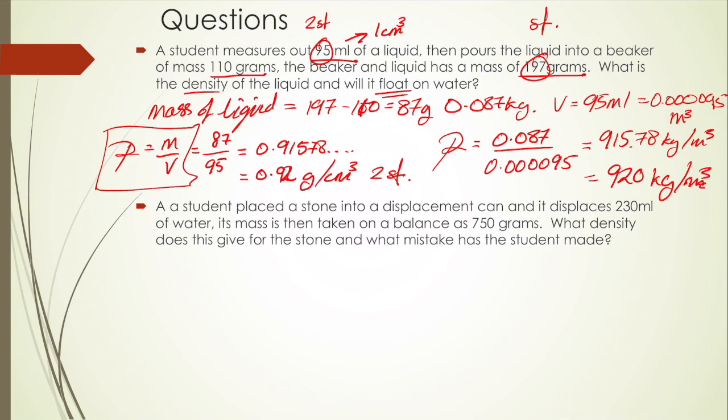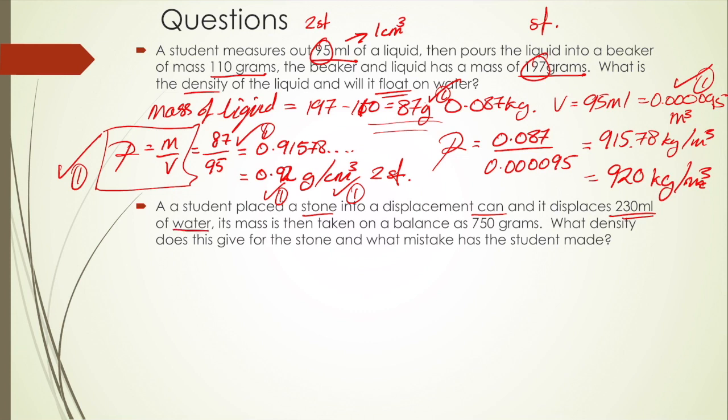So where would the marks be? You'd get 1 for the equation, 1 for the substitution, 1 for the correct answer, and 1 for the units. You would also have a mark for changing these to the correct requested values. Next question. A student placed a stone in a displacement can and it displaces 230 millilitres of water.